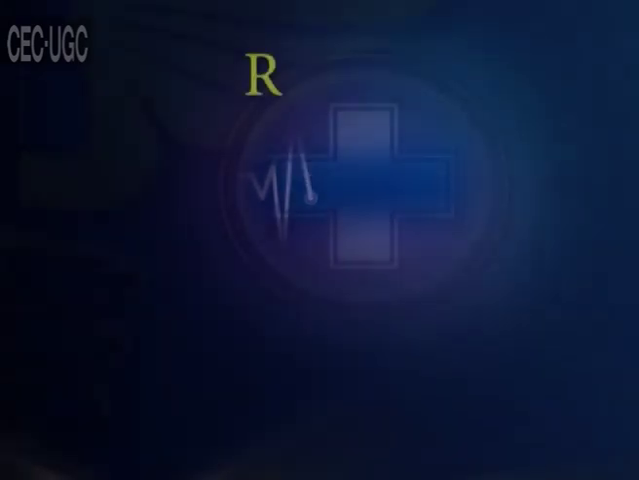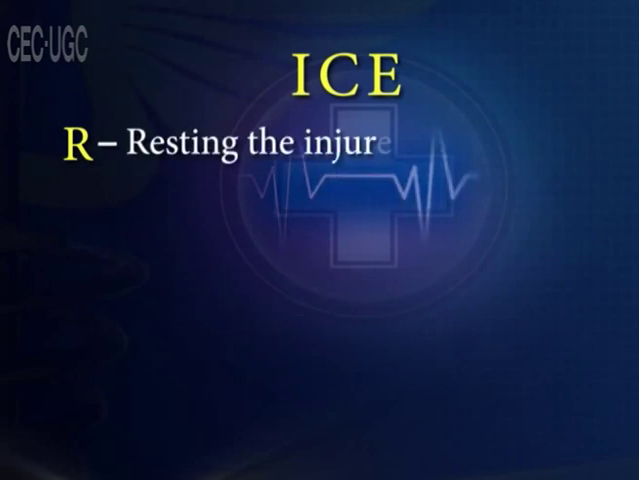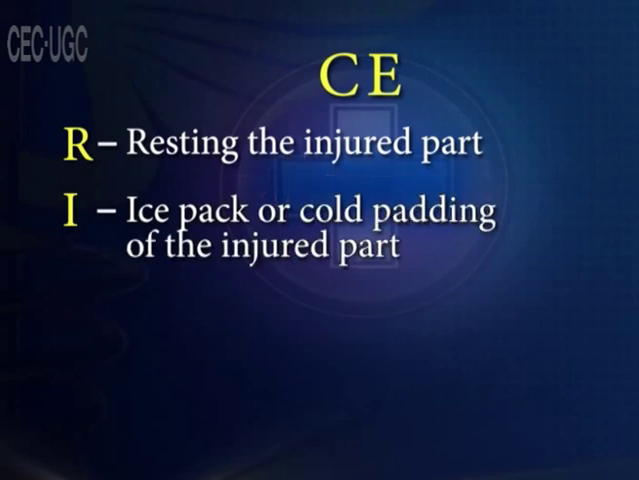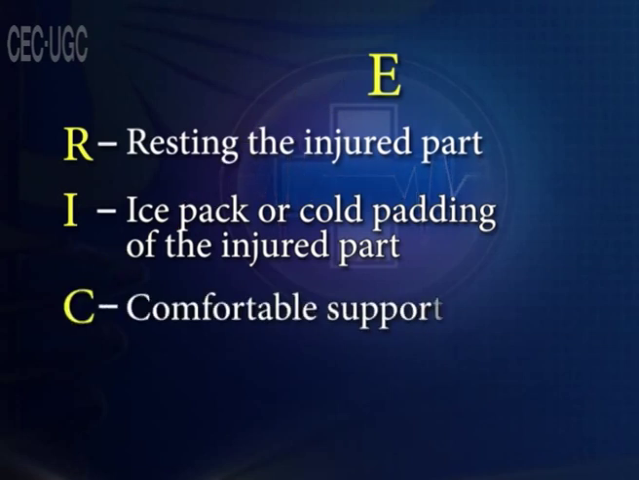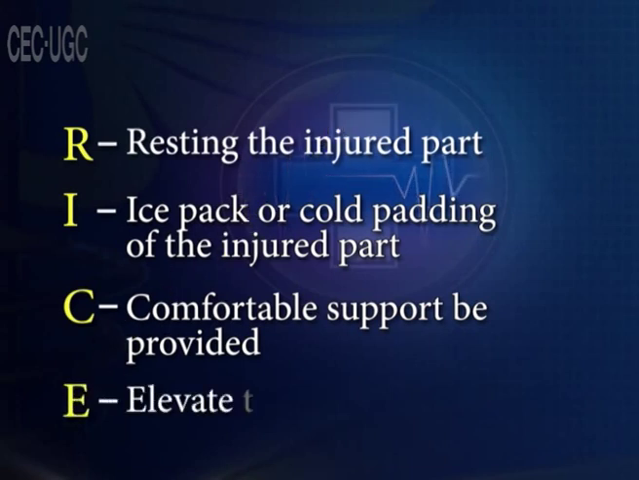So, the first aid for sprains and strains. The sprains and strains could be treated initially by the RICE procedure, where R stands for resting the injured part, I is the ice pack or cold padding of the injured part, and C is a comfortable support to be provided, while E is to elevate the injured part.